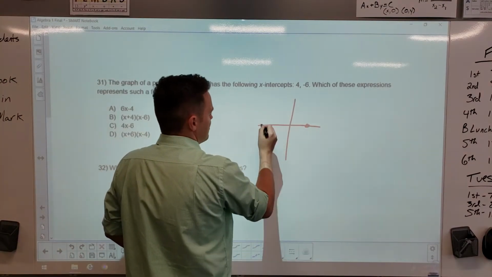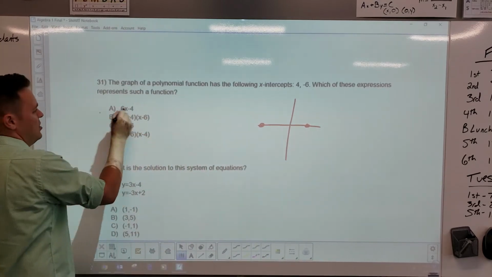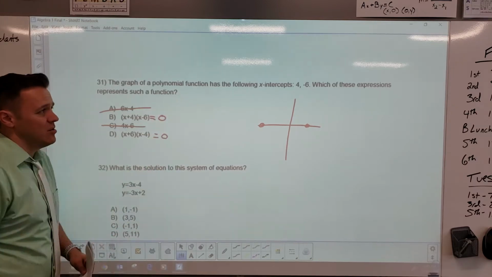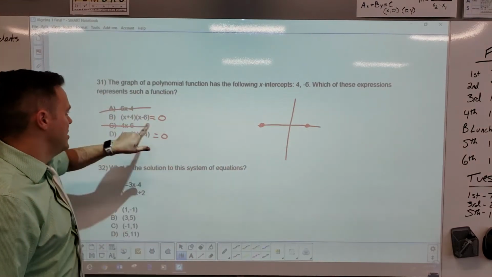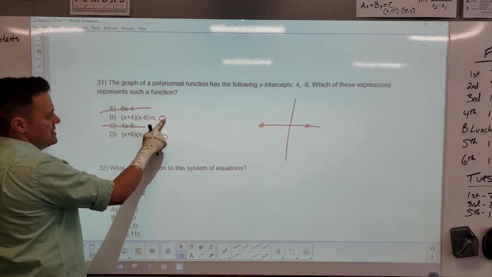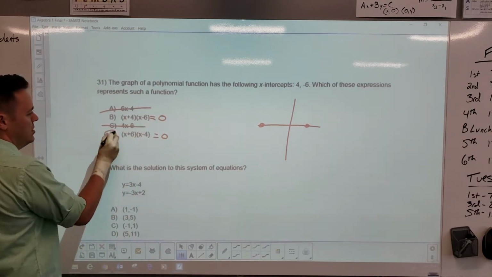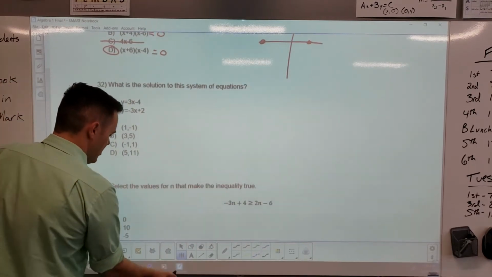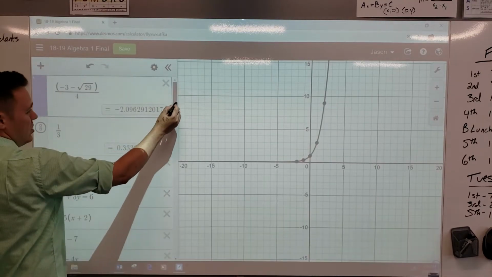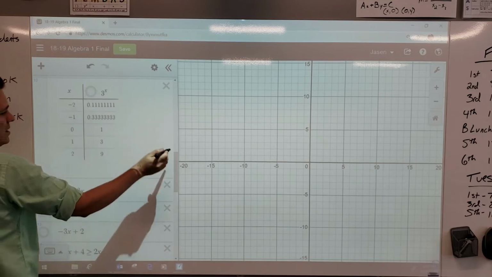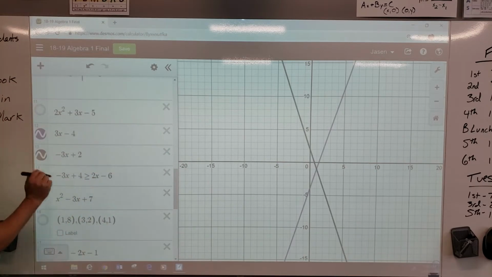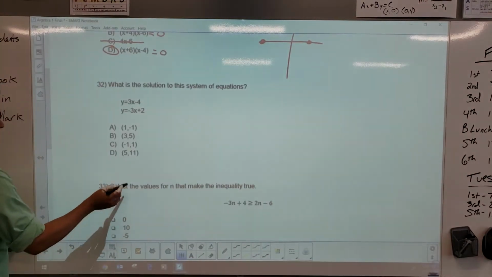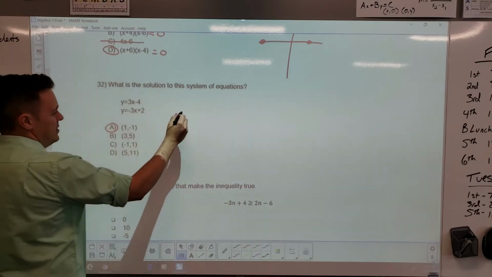Intersections, 4, -6, okay? If you're doing that, you know A and C can't be an answer. Set these to 0. If you set them to 0, if I put a number 4 in this equation right here, 4 plus 4 does not equal 0, but 4 minus 4 does. That's the answer. 32, graph it. Ladies and gentlemen, when you graph this one right here, okay, you get it right here, it's the intersection, 1, -1, okay? So this one here is 1, -1. Just graph it.